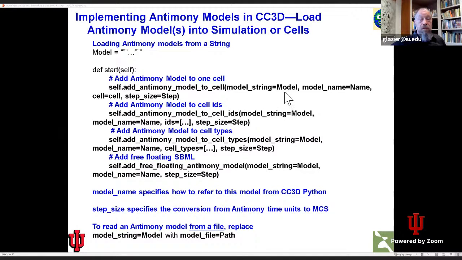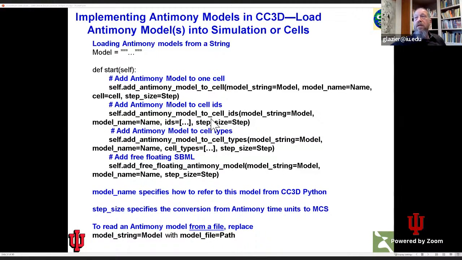Model equals model string. Model name. You have to give it a name, a handle. Which cell you're loading it into, and then that step size conversion. We're going to do 1 Monte Carlo step's worth of time stepping. How far in units of antimony do I run?